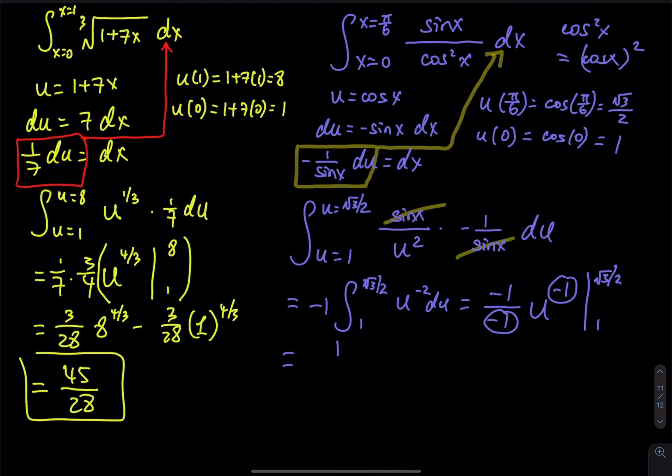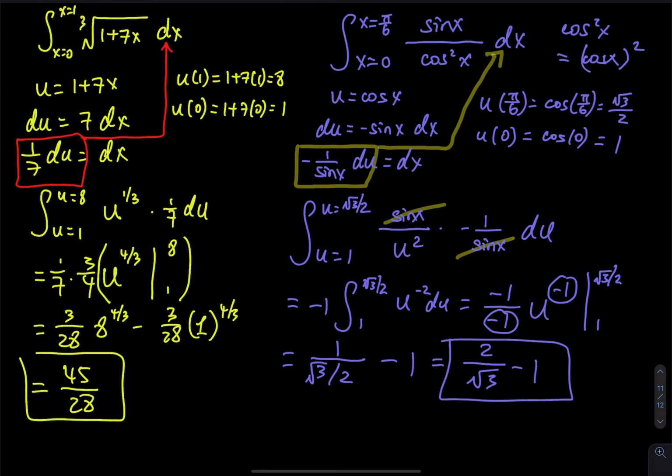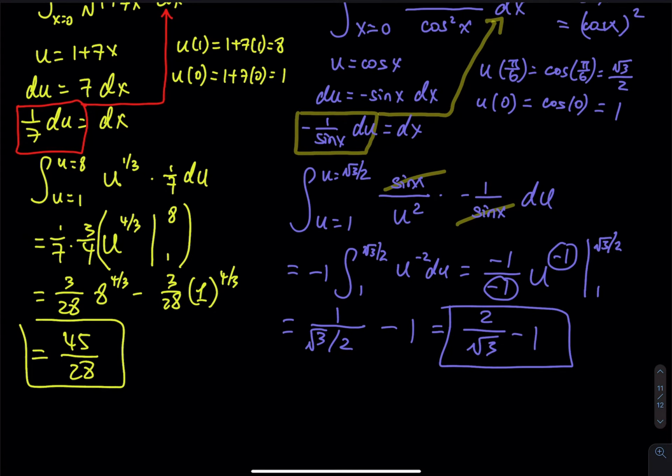We have 1 divided by root 3 over 2, minus 1. So that is equal to 2 over root 3 minus 1. So that is my answer. If they want you to rationalize that, then you might need to get rid of the square root in the denominator. So this is 2 over root 3. If you use a common denominator, so that will be minus root 3, right? So how do you rationalize?